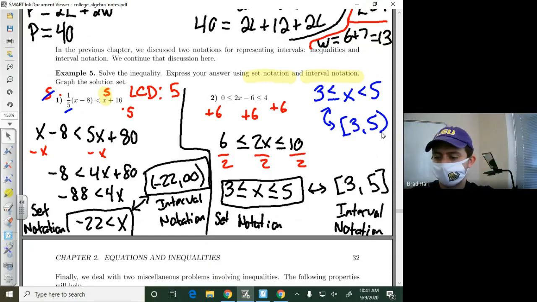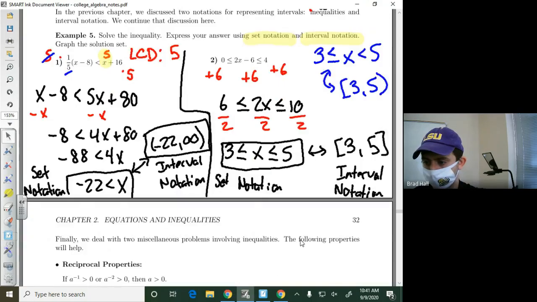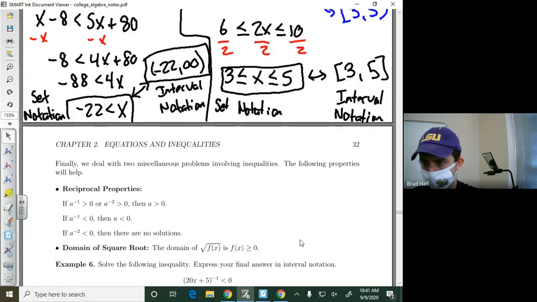So if there's no other questions, there's only 2 quick problems I need to conclude with, and then we will be done with this section.